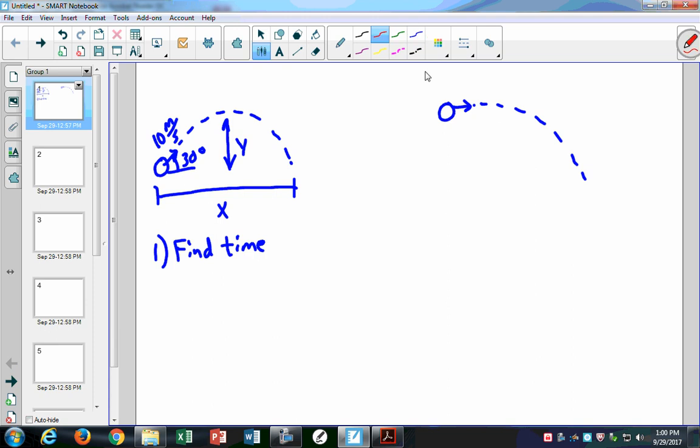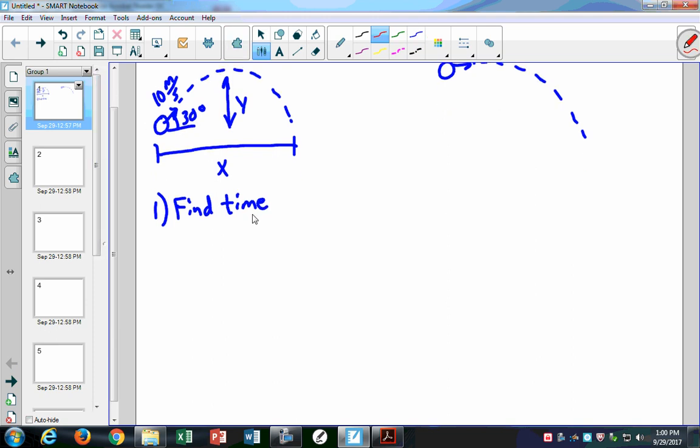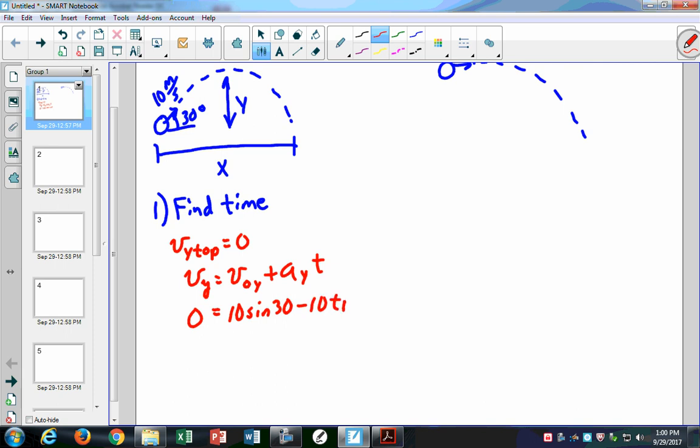In order to do that, you say, well, the velocity in the y direction at the top, vy top, is equal to 0. And so then you can say vy equals v naught y plus ay t. Vy is 0, v naught y is 10 sine of 30. Ay is always negative 10. And then t top. And then you would solve that for t top. All right, so you'd have 0 equals 5 minus 10 t top.